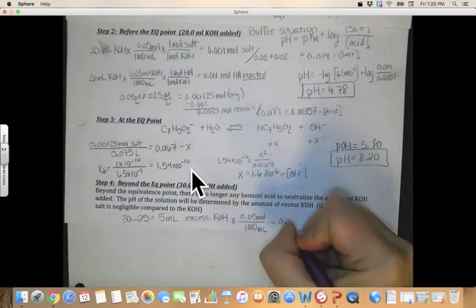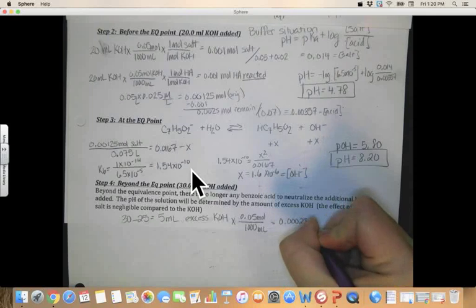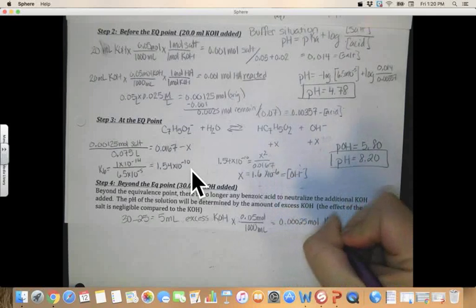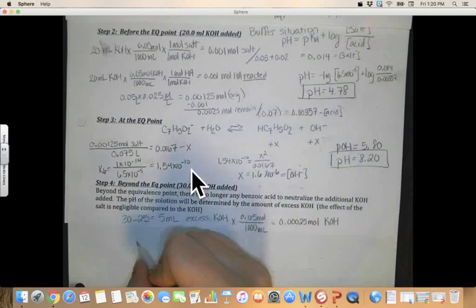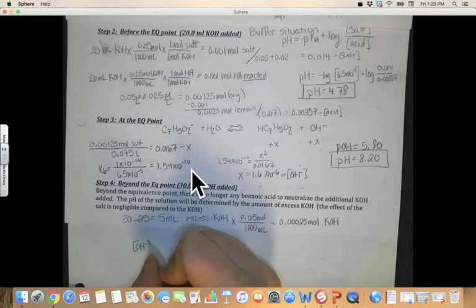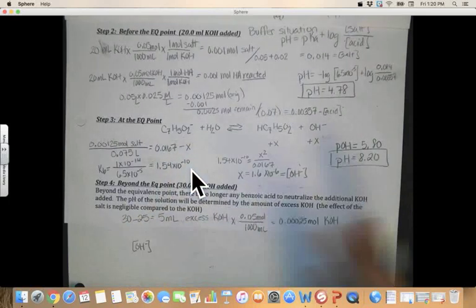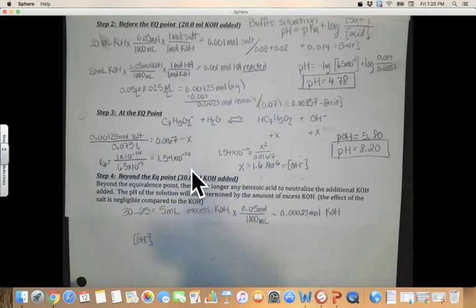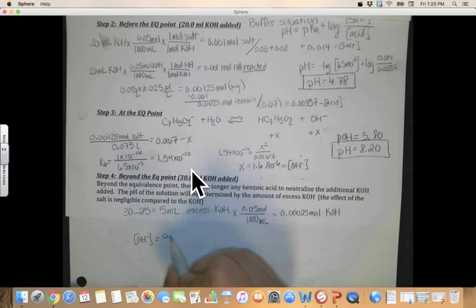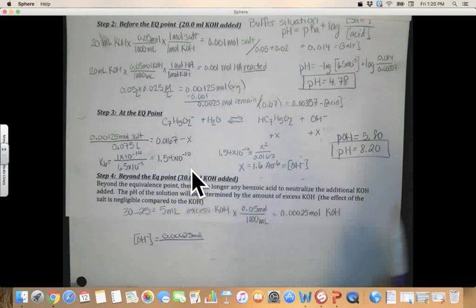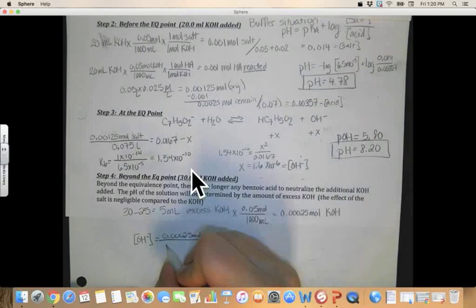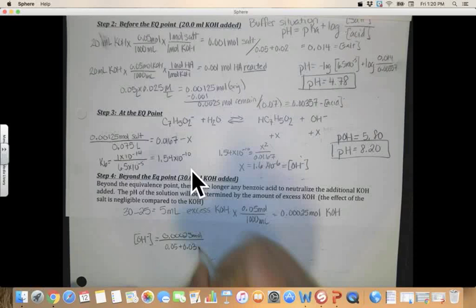I get 0.00025 moles of KOH. So to find my concentration of the hydroxide ion, so that I can find pOH and then pH, I'm going to have my 0.00025 moles divided by my total volume, which here is now the 50 plus the 30. So 0.05 plus 0.03.